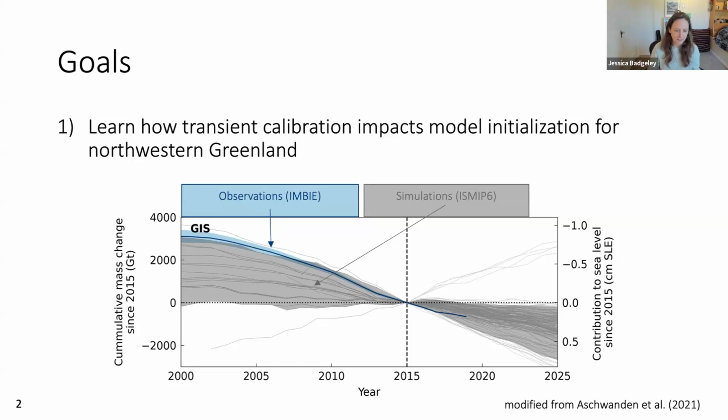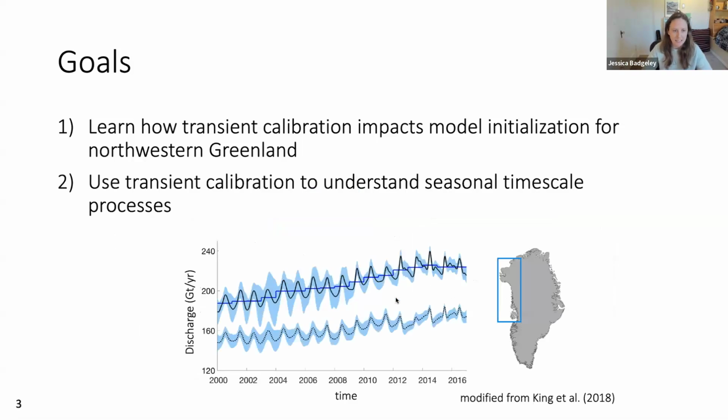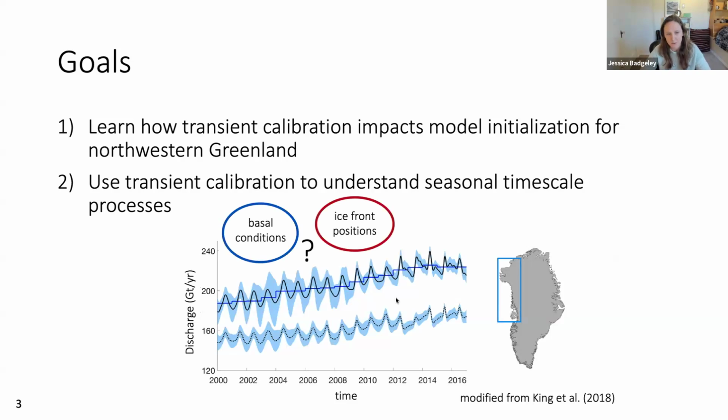And so one of the things that people are thinking a lot more about is how we are initializing these models, and how we can better capture these historic trends so we can have more confidence in future trends. And then the second thing, if we get to it, is also how we can use transient data assimilation, in this case transient calibration, to understand processes going on in the ice sheet that may be really difficult to observe or understand.